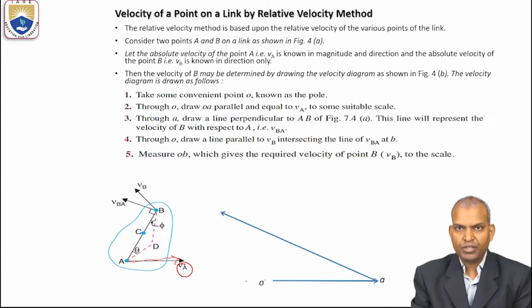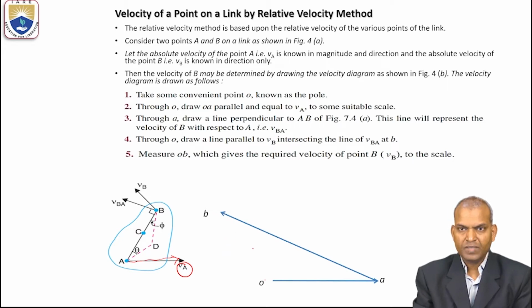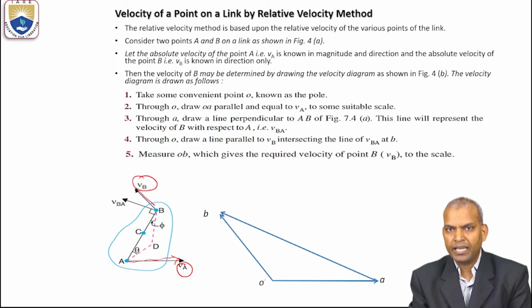Next, through the pole O, draw a line parallel to VB, intersecting the VBA line at B. The line drawn through A perpendicular to AB represents the velocity of B with respect to A. Parallel to VB means this is the line parallel to VB, and perpendicular to AB means these lines are perpendicular to the AB line.